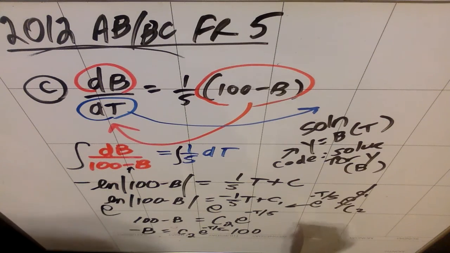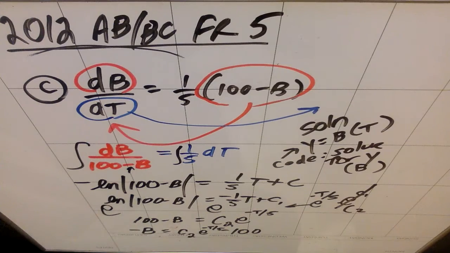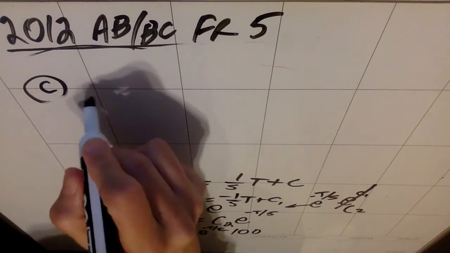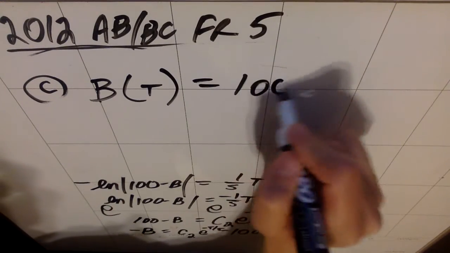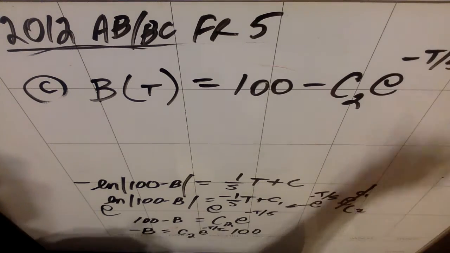When I divide by negative 1, let me actually erase the top and let's start up here because I'm low on space. So when I divide by the negative 1 or multiply by negative 1, whichever option you prefer, I get that my b of t is 100 minus my c sub 2 e to the negative t over 5.